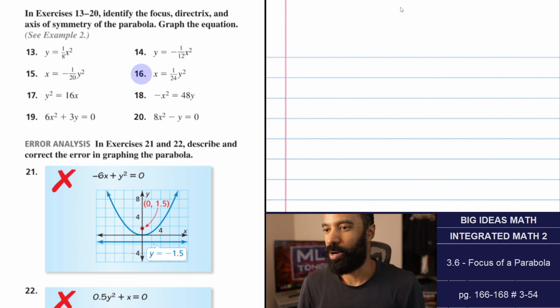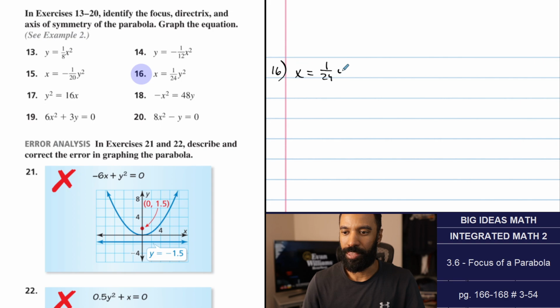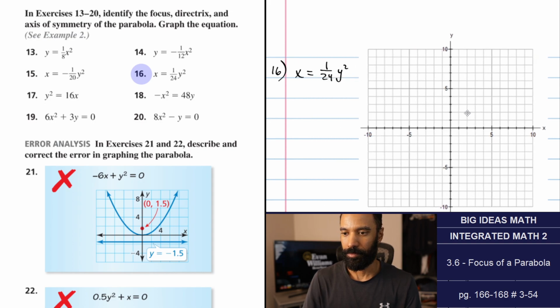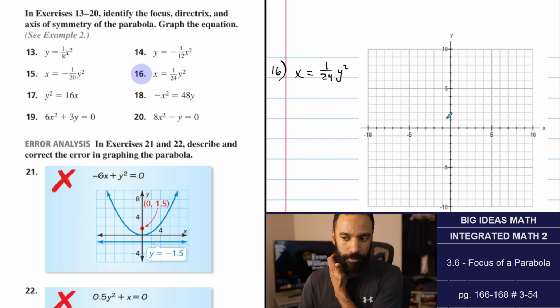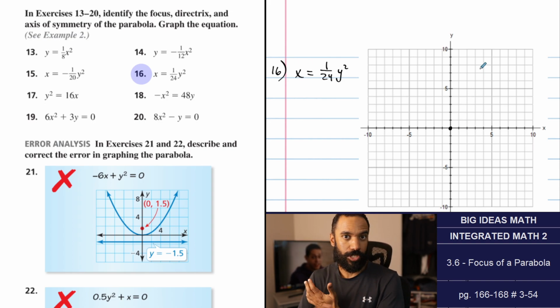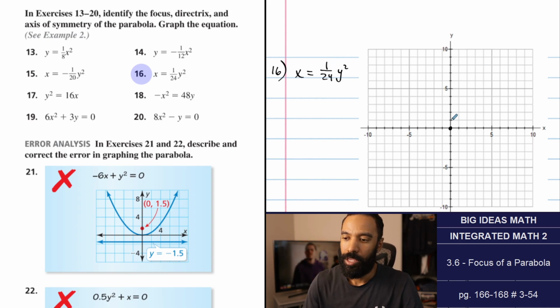X equals 1/24 y squared. So, I think these problems are going even longer than the distance formula ones. So, x equals 1/24 y squared. Vertex is at the origin, and it's an x equals y squared equation, so it's going to be going to the right because it's a positive a value. You get 1/24 of 1, which I really can't plot at all.